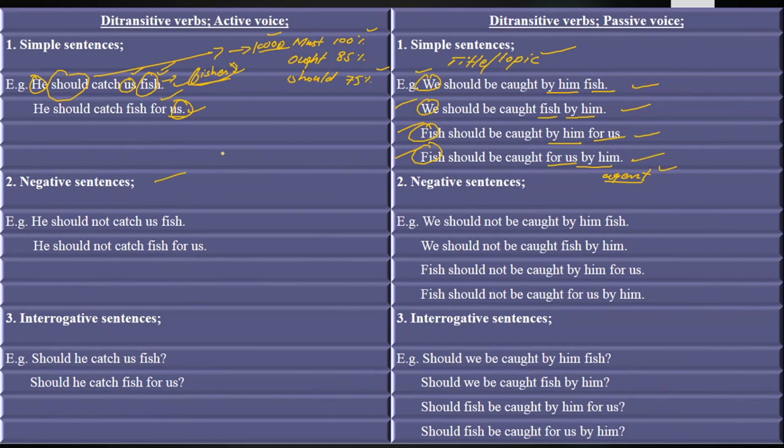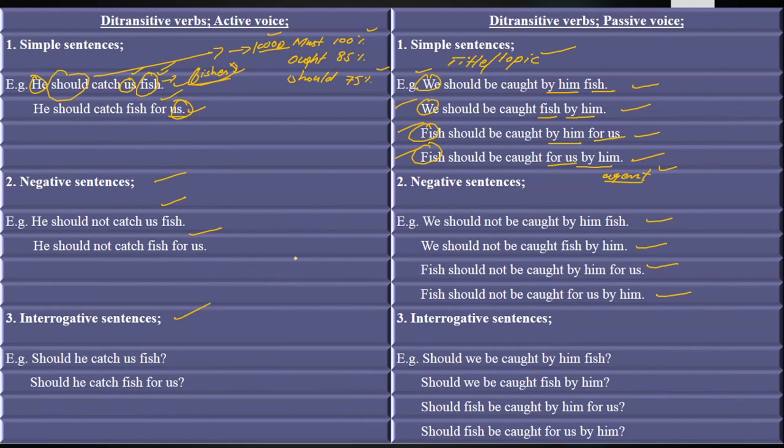Next we have got negative sentences. Those sentences in which we deny the statement, reject the statement, and refuse the statement are called negative sentences. He should not catch us fish, he should not catch fish for us, we should not be caught by him fish, we should not be caught fish by him, fish should not be caught by him for us, and fish should not be caught for us by him.